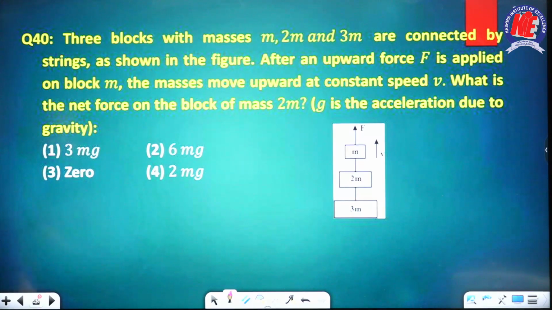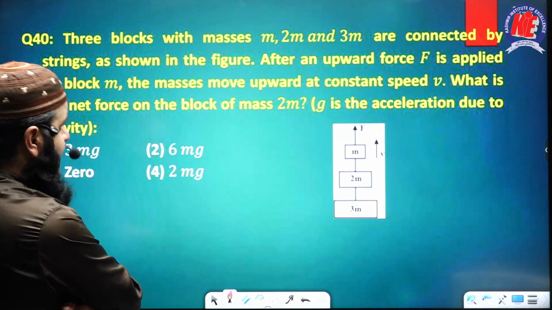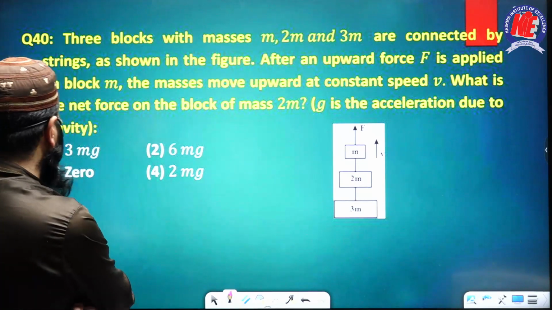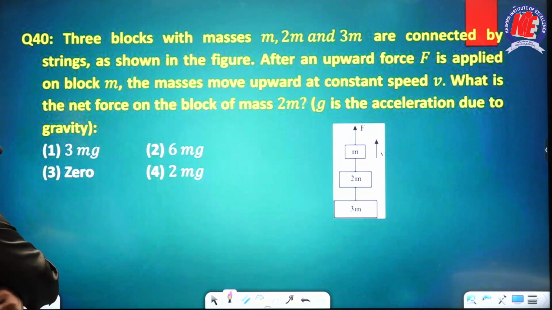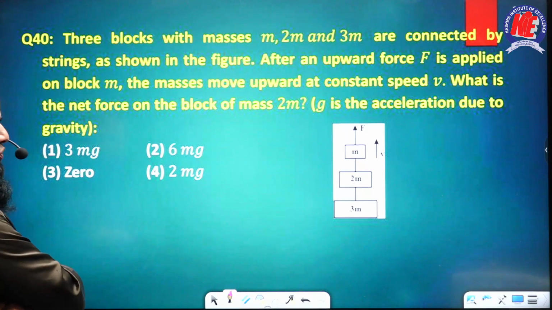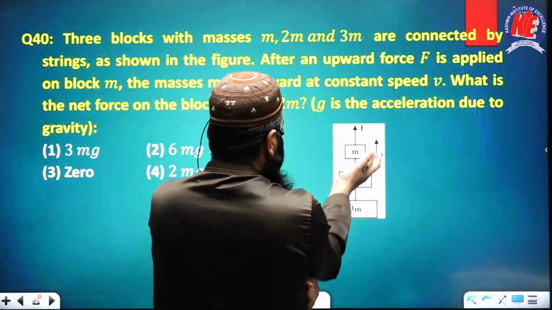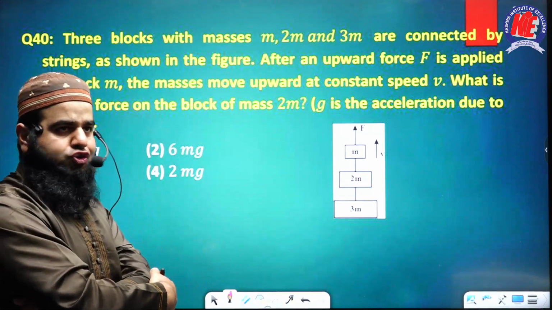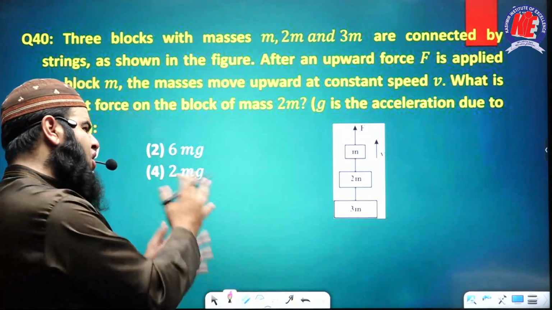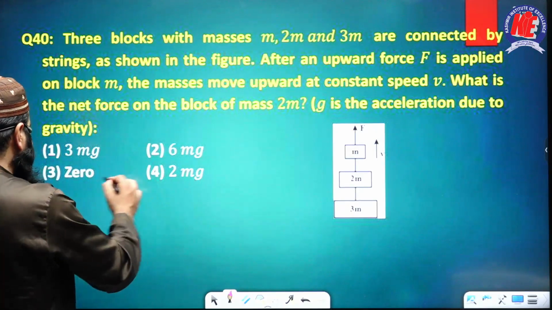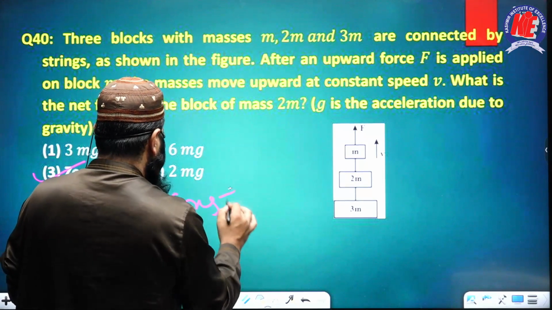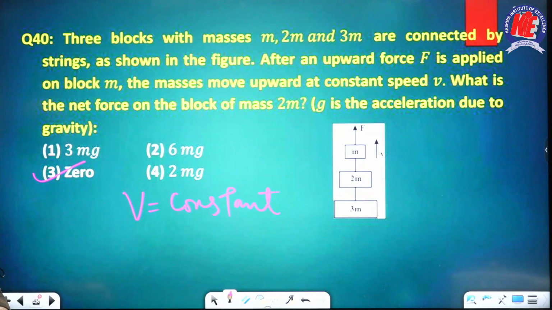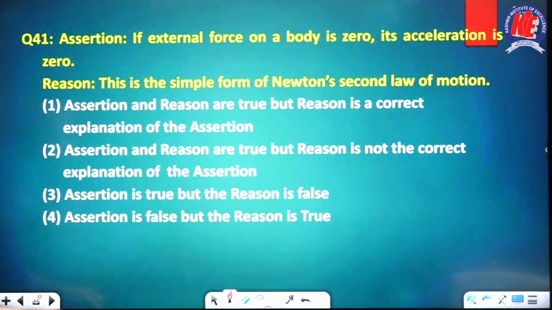Next one please. 3 blocks with masses m, 2m and 3m are connected by strings as shown in the figure. After an upward force F is applied on block m, the masses move upward at constant speed v. What is the net force on the block of mass 2m? My people, as the whole system is moving with a constant velocity, the net force on the whole system, therefore the net force on all the components or all the blocks will be 0. So the right option is 0. Just because it is mentioned, it is highlighted, they are moving with the velocity which is constant, therefore the net force is 0. Next one please.